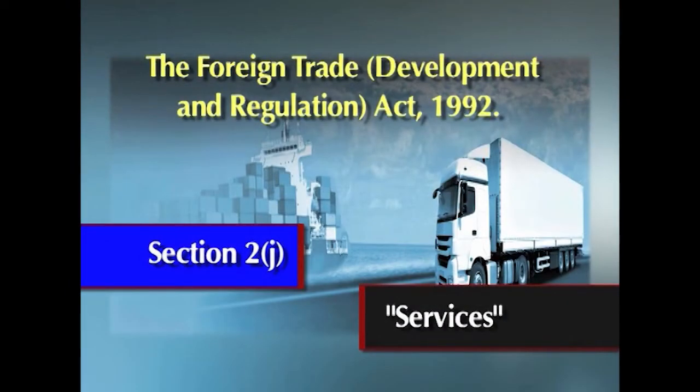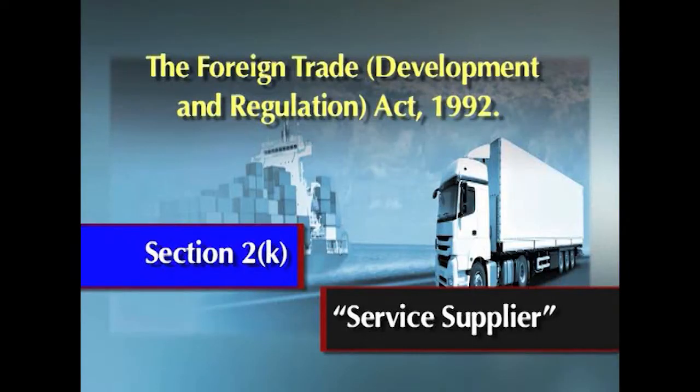Clause J to Section 2 of the Act defines services as service of any description which is made available to potential users and includes all the tradable services specified under the General Agreement on Trade in Services entered into amongst India and other countries who are party to the said agreement, provided that this definition shall not apply to the domain of taxation. Clause K to Section 2 defines service supplier as any person who supplies a service and who intends to take benefit under the foreign trade policy.